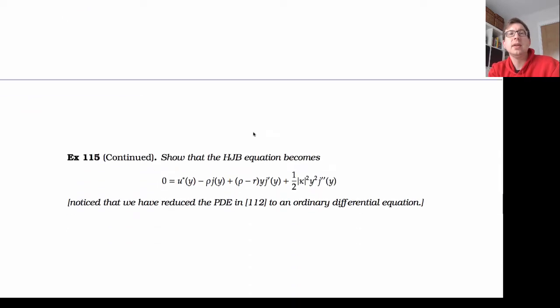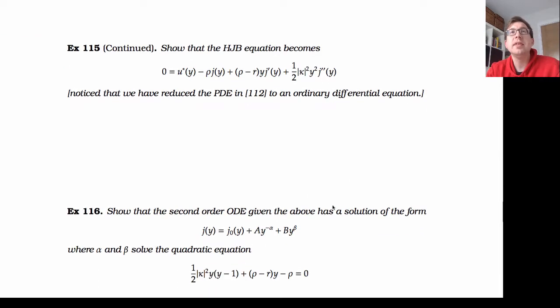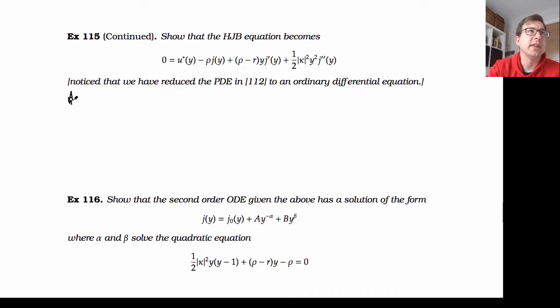Now the main thing that we get from this is we can look at our previous expression, to do with the partial derivatives of capital J, and get an ordinary differential equation, a second order differential equation. So let's look at that now. Show that the HJB equation becomes this. Okay, so let's do the answer for that.